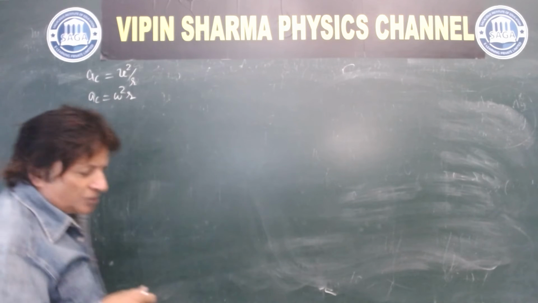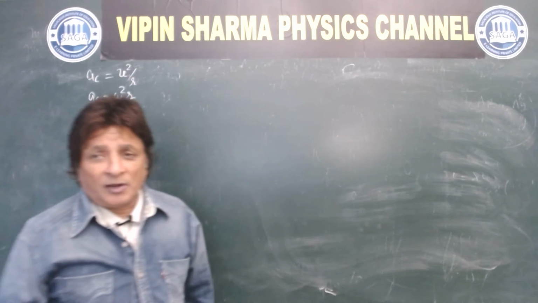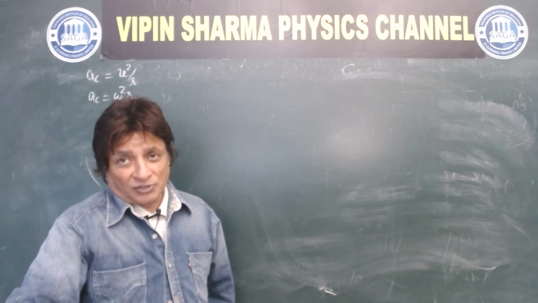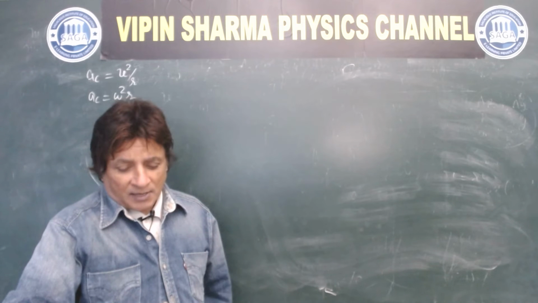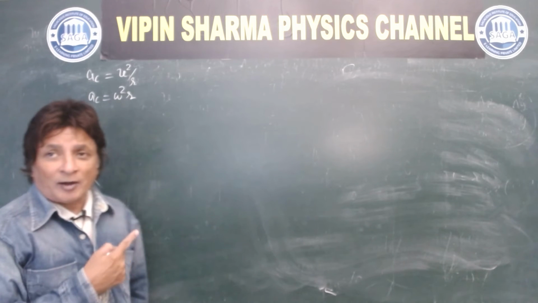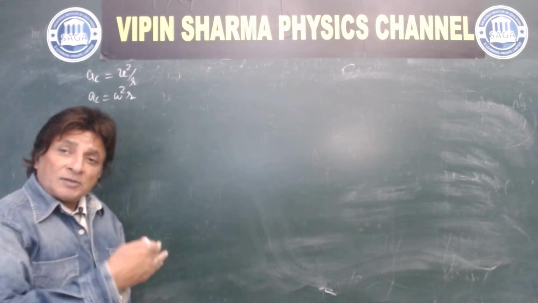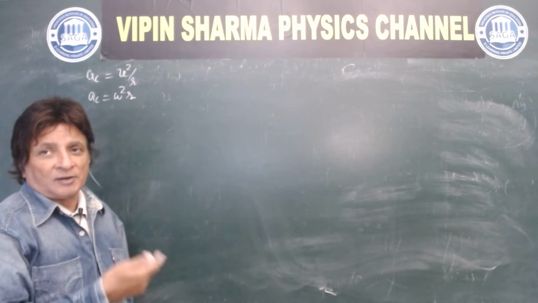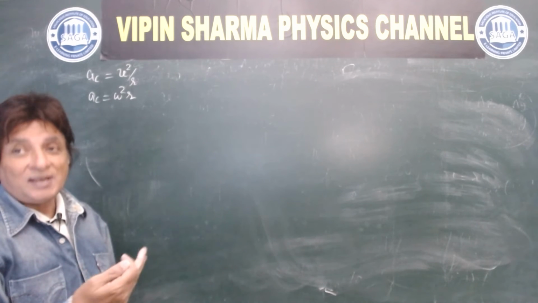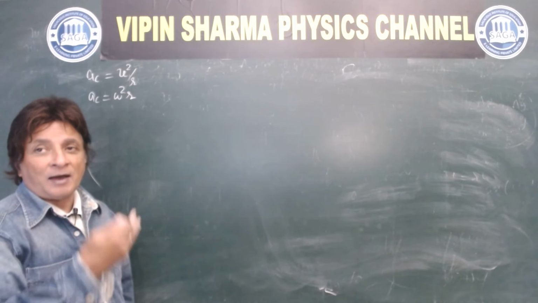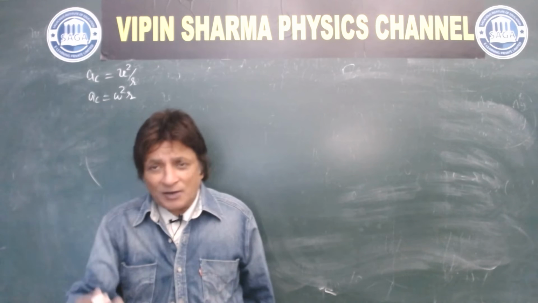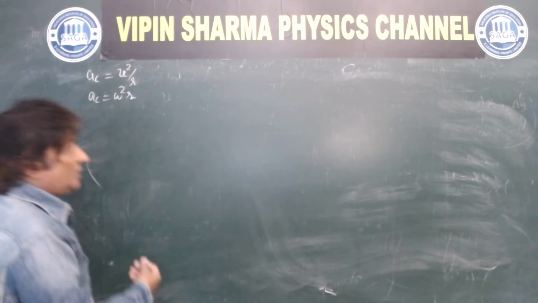That's true. But here on the Vipinsharma physics channel, I'm going to prove how AC is equal to V square upon R and AC is equal to omega square into R. And when you multiply it with the mass, it becomes centripetal force, MAC, that is FC equal to mv square by R, m omega square R. So without wasting time, let us start the concept.